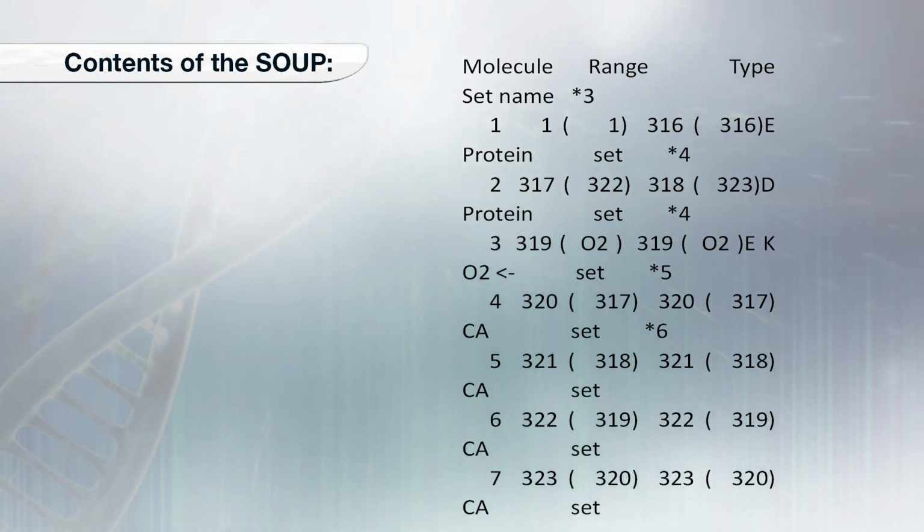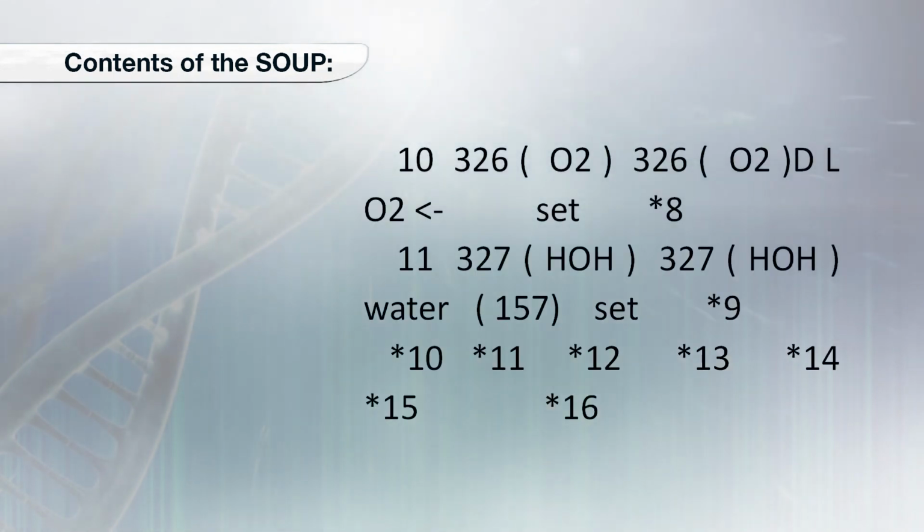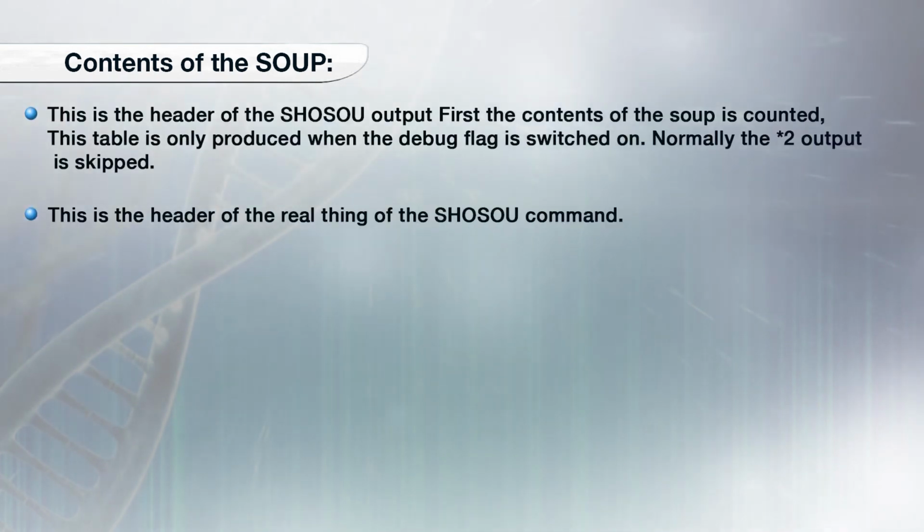Now, let us see what it looks like. This is the header of a SOSHU output. First, the content of the soup, protein and water molecules, is counted. This table is only produced when the debug flag is switched on. Normally, the asterisk 2 output is skipped. The first one is protein and the second is usually skipped. This is the header of a real SOSHU command.